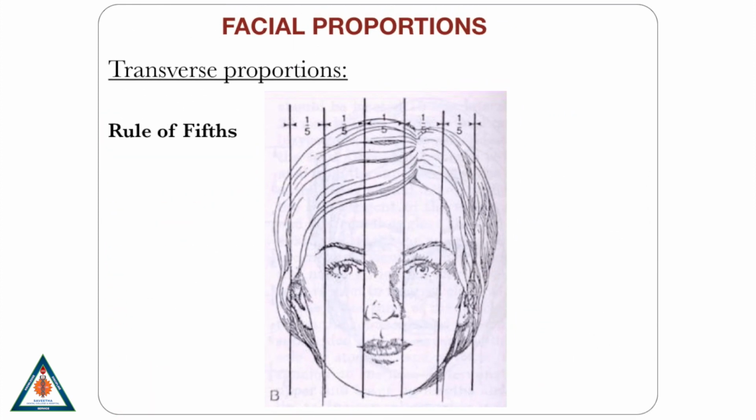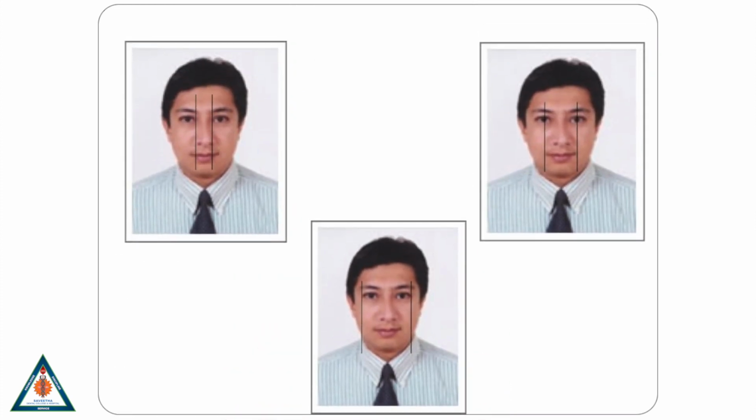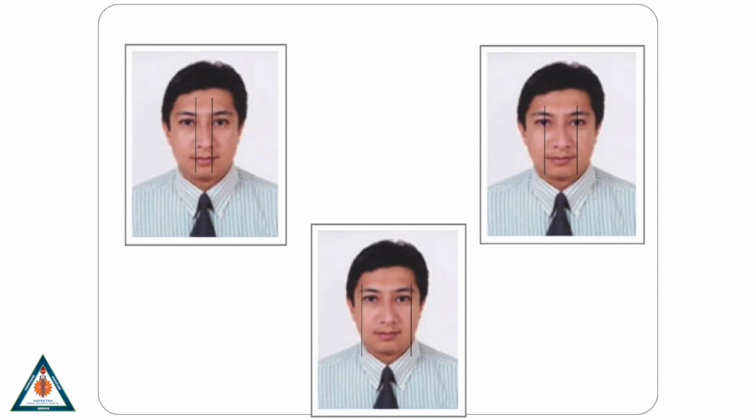Facial proportions. Transverse proportions is given by the rule of fifths. According to this, the face can be divided into 5 equal parts based on lines drawn along the inner canthus of the eye, the outer canthus of the eye, and the tragus. Each portion is equal to the width of the eyes. The nose is enclosed within lines that are drawn along the inner canthus of the eye. When a line is drawn along the pupils, they fall on the commissures of the mouth. The lines drawn along the outer canthus will fall along the angles of the jaws.